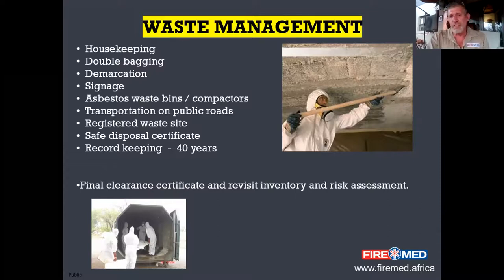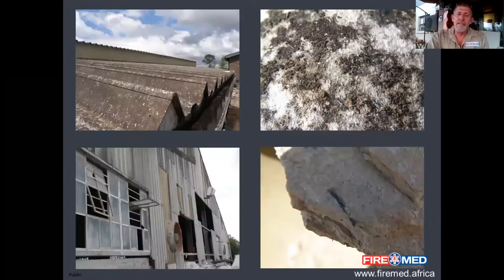And then of course, once all that's done, you will receive your clearance certificate and a revised inventory and risk assessment. Okay, so if we have a look, there's a big W roof sheeting, and it looks all fine. Those white spots on there are not bird poop. If you look at it magnified, that's the white asbestos peeping through there. The picture bottom left, blue asbestos containing material.